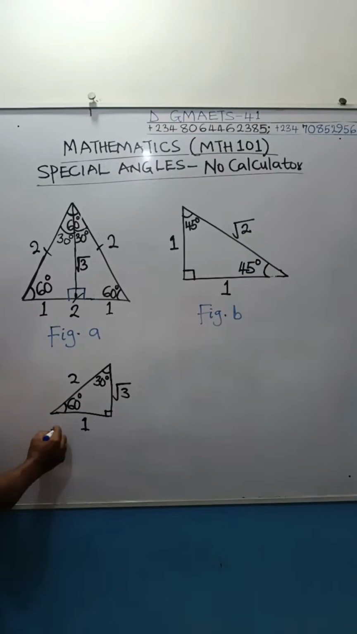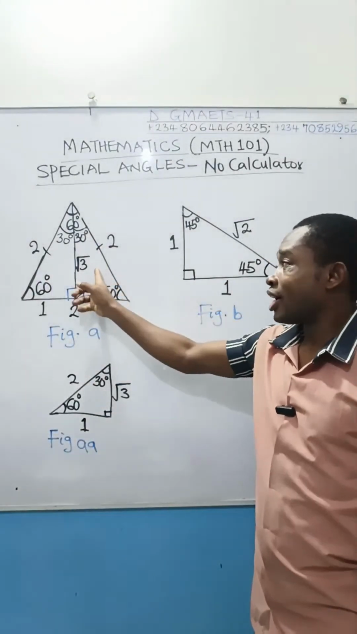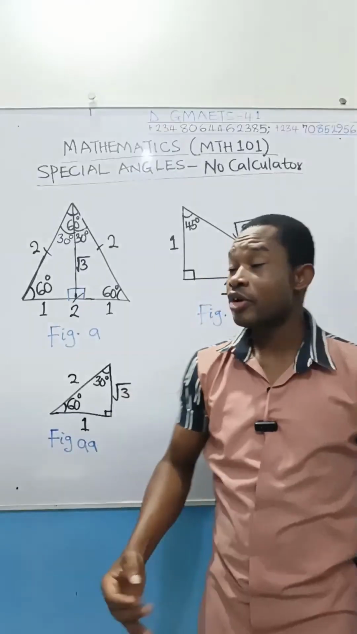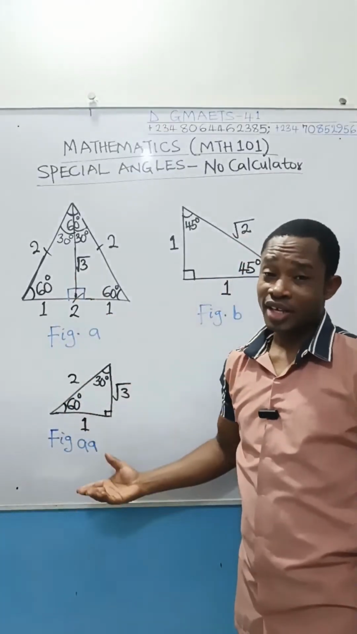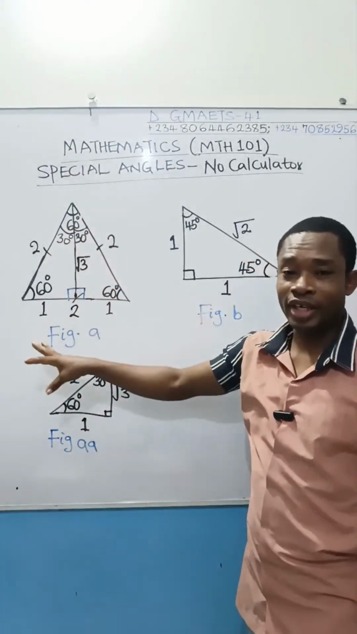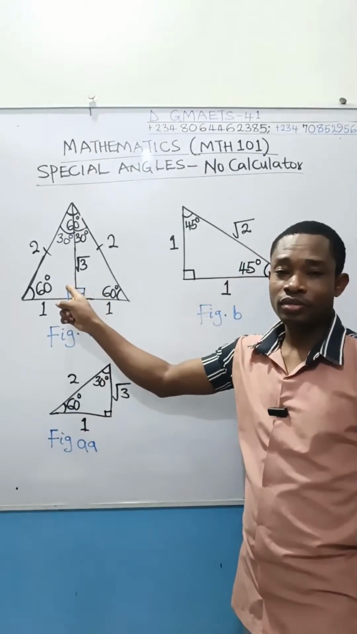Let me call this figure AA. You can call it anything, the choice is yours. Good. Simply to tell you that I obtained this from this triangle. Like I said, if you want to evaluate the sine, the cos, the tan of either 30 degrees or 60 degrees, just use one part of this right angle triangle. So instead of stressing yourself with this whole thing, you can just focus on this. This is what you need from this triangle.